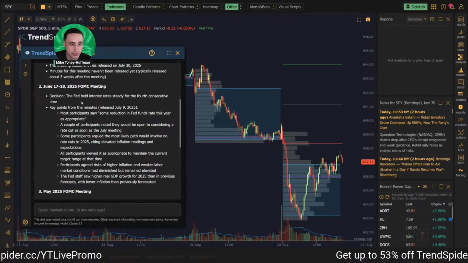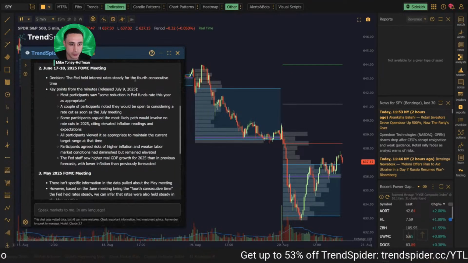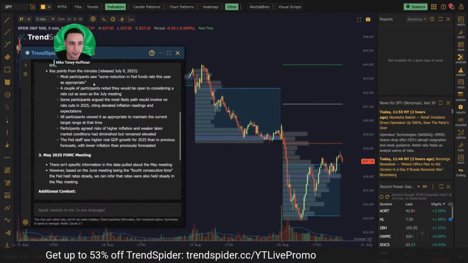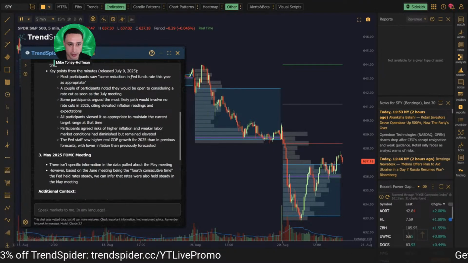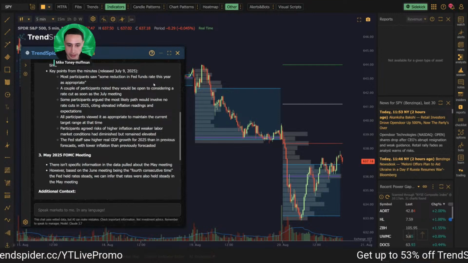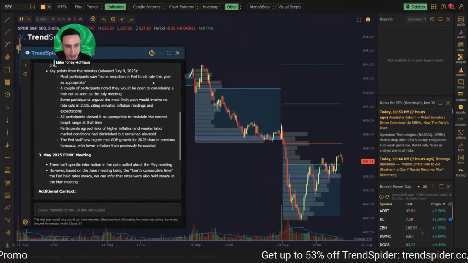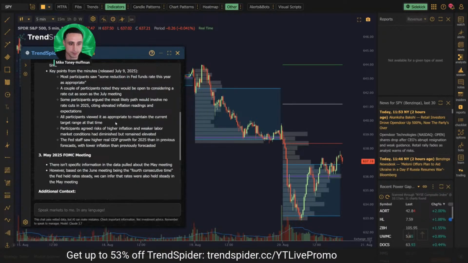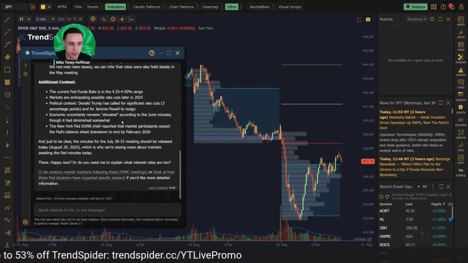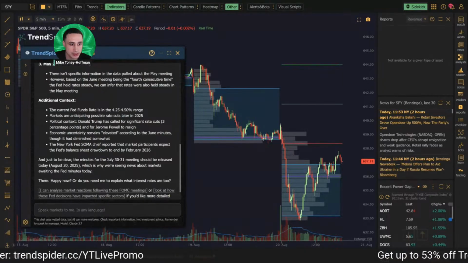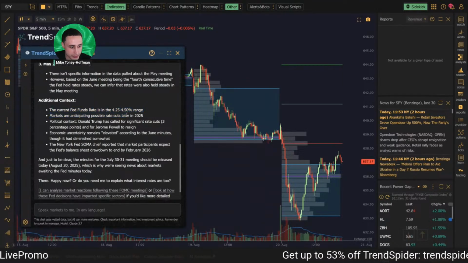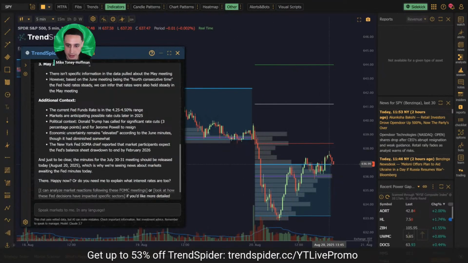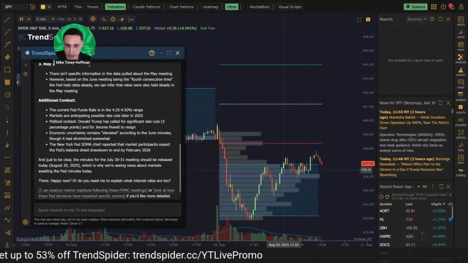And then in June, they held the rate steady for the 4th consecutive time. That's kind of an interesting piece of information. Most participants saw some reduction in Fed fund rates this year as appropriate. So we'll see in the next FOMC meeting, not this minutes, whether that's going to be the case or not. And then it basically shoots out a bunch of additional context, which is pretty good. And it is 11 a.m. Pacific time. So let's see if we're going to get any reaction to this news.